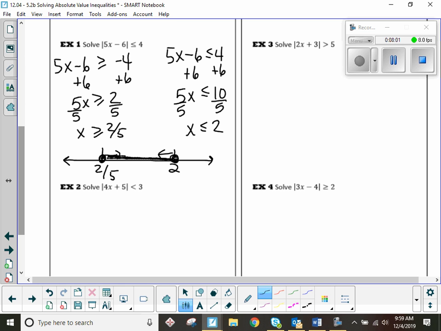Did you hear the words I just said? Did I say and or or? And, right? So I want you to put and between those 2 inequalities. I will be checking for this. Because it's everything bigger than this and also less than that.